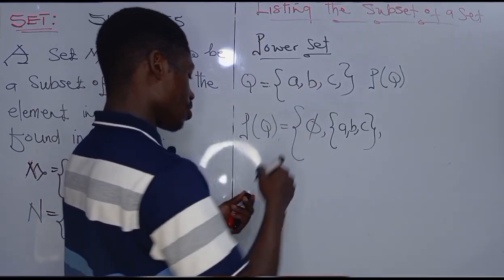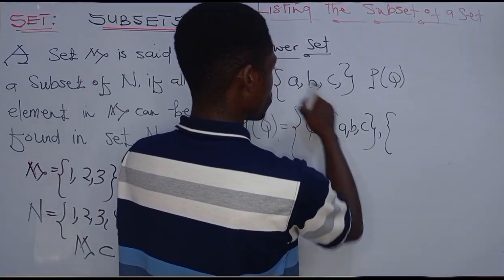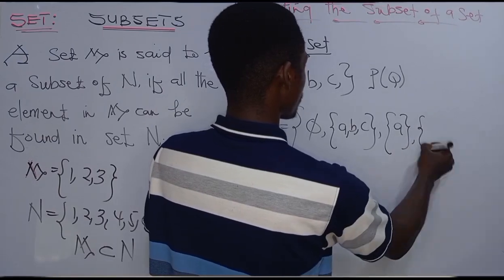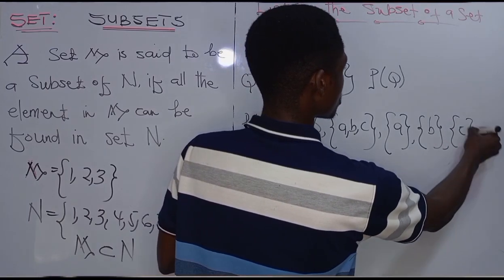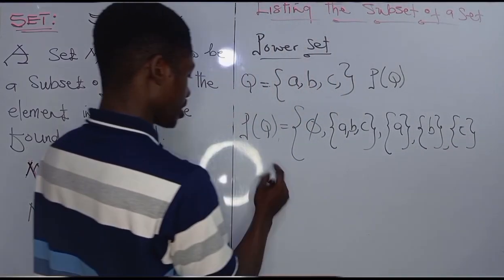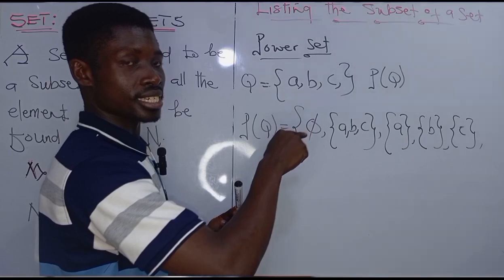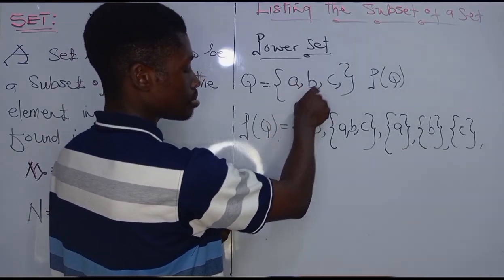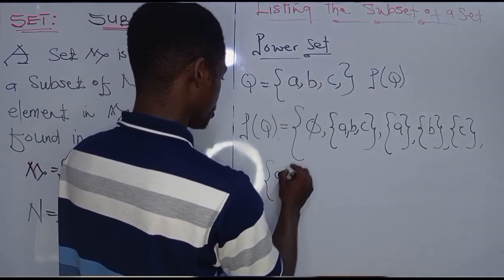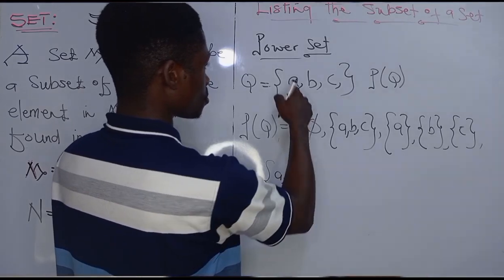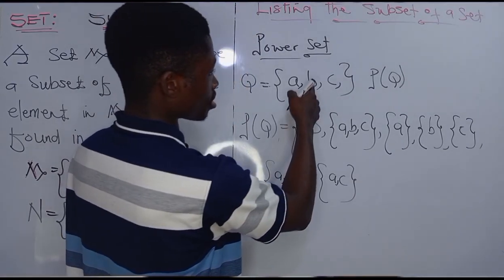Then after that, we take each of the elements within the set and put it in a curly bracket. So we have A, we have B, we have C. Then after that, we combine the elements within the set. So we have AB, AC, BC. I guess you are following. So we have AB. Then we move on to AC. And then we move on to BC.